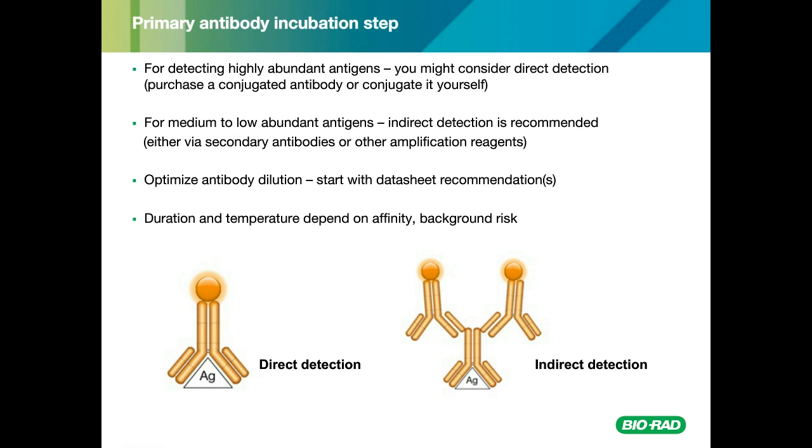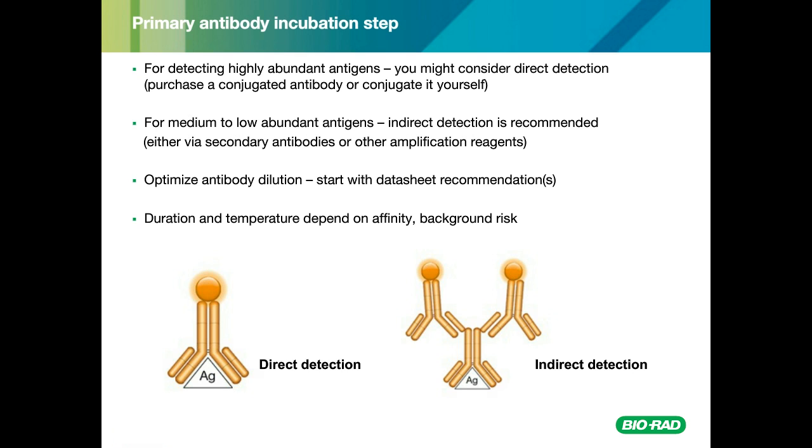This can either be done with the help of secondary antibodies, such as shown here on the right-hand image, or other amplification reagents. This recommendation is due to the fact that multiple conjugated secondary antibodies bind to a single primary antibody, thereby leading to amplification of the signal. For very low abundant proteins, we recommend using biotinylated secondary antibodies in combination with conjugated avidin or streptavidin. This recommendation is due to the high signal amplification of this method, known as the ABC method. This is due to a single avidin molecule being able to simultaneously bind to up to 4 biotin molecules.